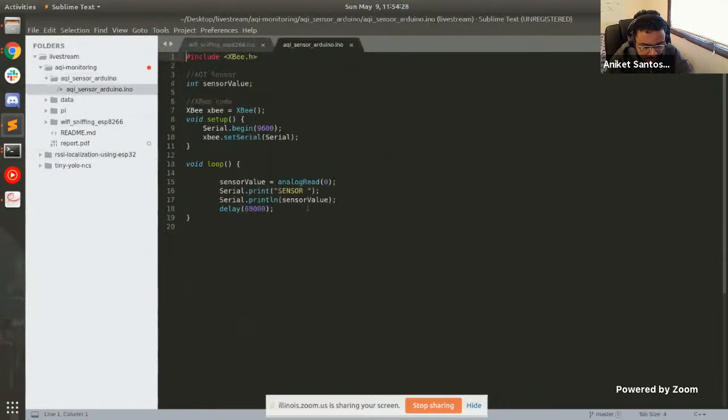For the AQI part, it is very, very simple. This is the Arduino code for reporting sensor values. As you can see here, it first initializes the XBee device, or the Zigbee device, which it is connected to. And then it just detects sensor values and sends them every minute or so. This delay is in milliseconds, so 60,000 milliseconds is 60 seconds. And that's what we did in our case.